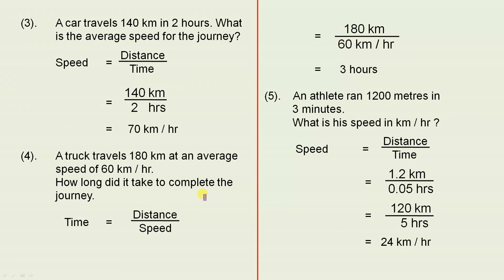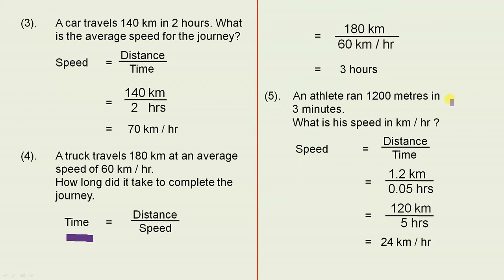A truck travels 180 kilometres at an average speed of 60 kilometres per hour. How long did it take to complete the journey? So the other equation after we do the manipulation is time equals distance over speed, which is 180 kilometres over 60 kilometres per hour. Since we're looking for time, the time will be 3 hours, because 60 into 180 goes 3.